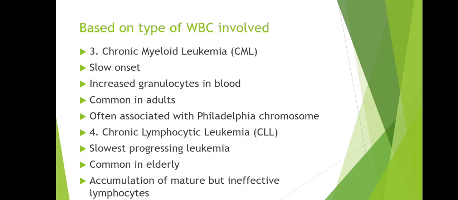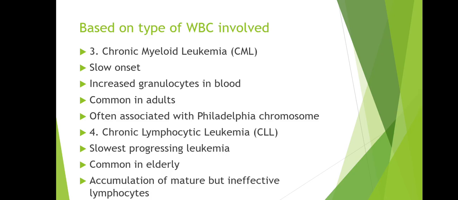So now, from those same acute types, we're going to have chronic myeloid leukemia, which has slow onset, increased granulocytes in blood, is common in adults, and is often associated with the Philadelphia chromosome. And then fourth, we are going to have chronic lymphatic leukemia. So it is about lymphatic leukemia or myeloid leukemia. For us to get the four of them, we have acute myeloid leukemia and chronic myeloid leukemia, then acute lymphoid leukemia and chronic lymphoid leukemia, just like that. And you should be able to differentiate where they are common mostly.